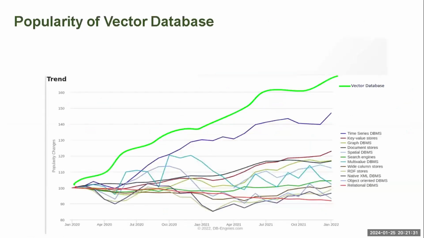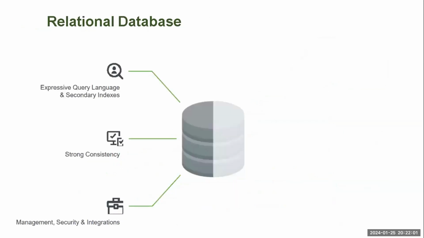Now, why are vector databases so popular? This is a little bit old data, from last year I think. But just to understand the popularity of the vector database, I have shown you this graph, so that we understand why it is essential and why we are going to use it. And in this particular session, we are talking about why we are preferring MongoDB only.